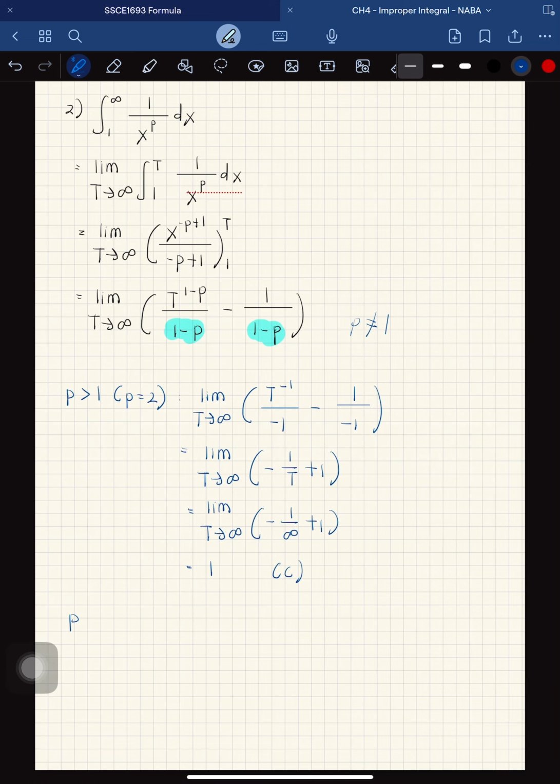Now we need to check what happens if p is less than 1, for example 0. The limit as t approaches infinity of t to the 1 minus 0 over 1, minus 1 over 1. As t approaches infinity, obviously it will be equal to infinity. Therefore, if we want our integral to converge, p should be greater than 1. So this is the answer.